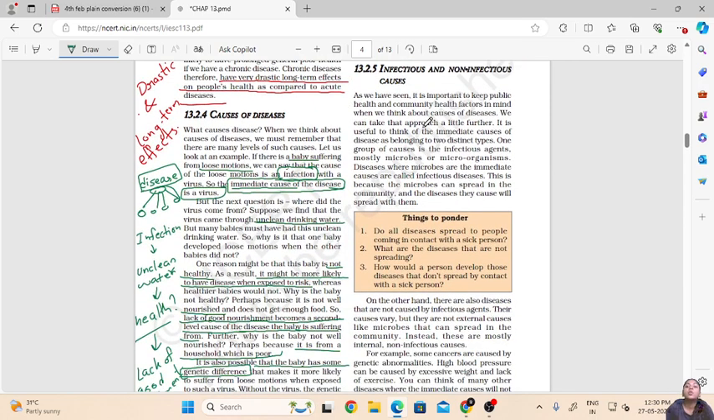Then let us see what are infectious and non-infectious causes. Now we have seen causes of diseases. Now these are also further divided into infectious and non-infectious. So let us read this and understand.